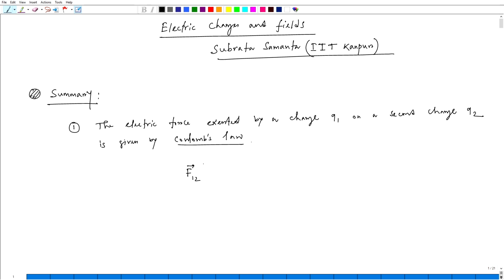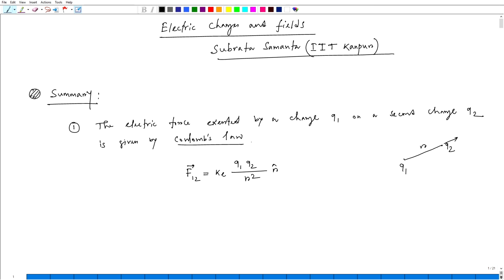is proportional to the amount of charges, with proportionality constant k, the Coulomb constant, times q1 q2, and inversely proportional to the square of the distance, r squared, where r is the distance between the q1 and q2 charges. Let us say this one is q1, this one is q2, and the distance between them is r. That is the r cap, the direction of the line joining the two.